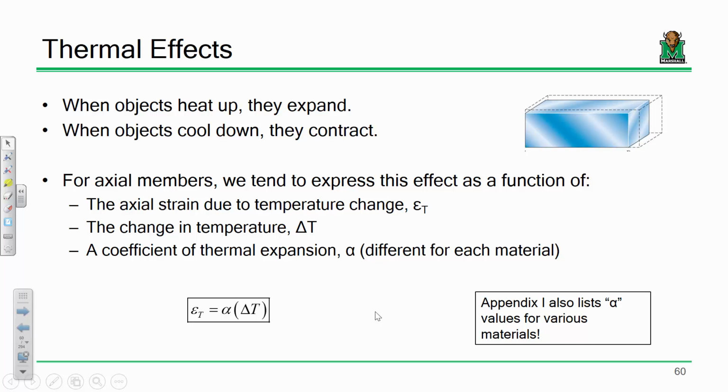One of the things that's interesting about concrete and steel is while concrete and steel are very different materials, one is a ceramic-like material and the other's a metallic alloy, they have very similar alpha values. So when they expand and contract, they tend to expand and contract at the same rate.